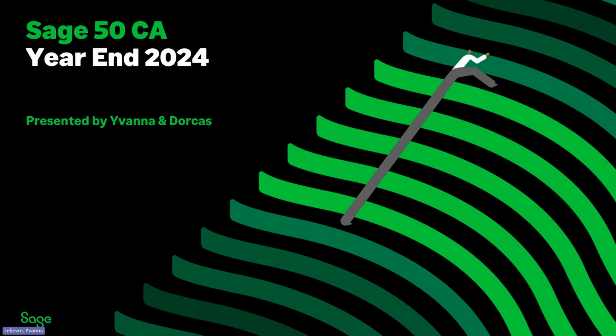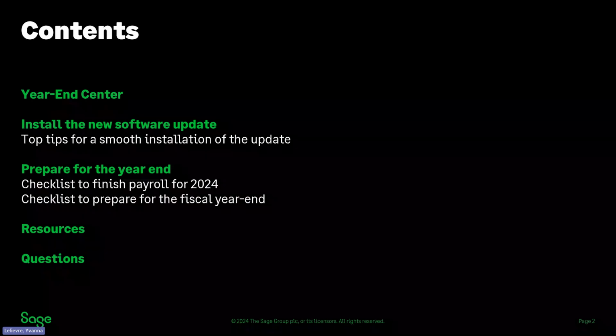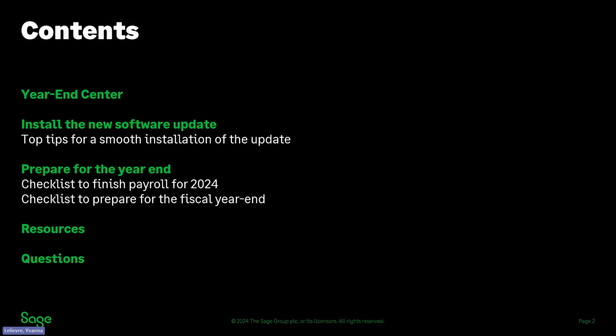So what we're going to talk about today is, well, first I'm going to talk to you about the year-end center. Then I'm going to talk to you about installing the software update, to give you tips to make sure that the installation runs smoothly. And then we're going to talk about the year-end, so both the payroll year-end, but also the fiscal year-end. I'm also going to present you some resources. And as I said, at the end, we will answer all of your questions.